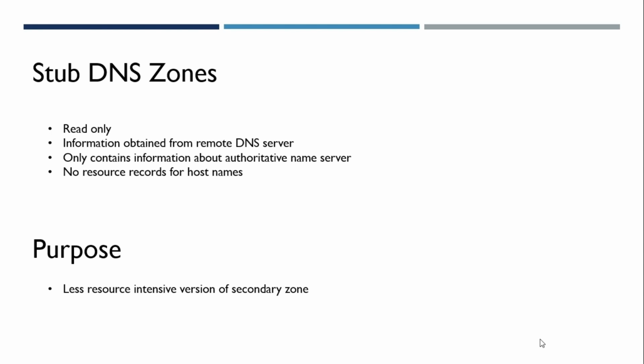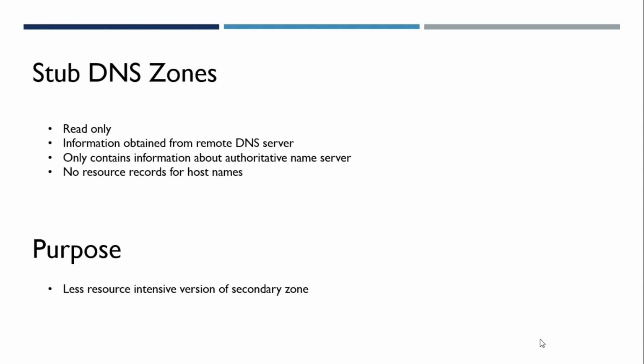And a stub zone is similar to a secondary DNS zone in that it is a read-only zone that obtains its information from another remote DNS server. The main difference between a stub zone and a secondary zone is that while a secondary zone contains an exact replica including all resource records of a primary zone, a stub zone only contains information about authoritative name servers.